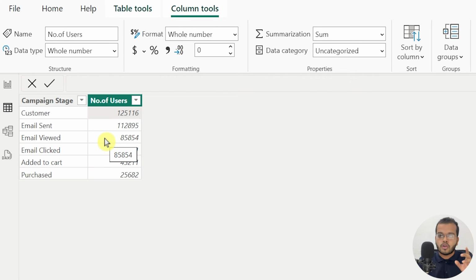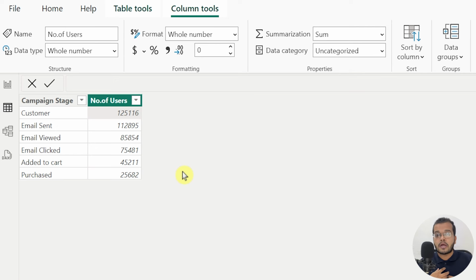Okay, so out of these 85,000 people who have viewed the email, only 75,000 people have clicked on the email, on whichever links we have pasted in it. Now the point is that out of these 75,000 people who have clicked on the email and checked all the products, only 45,000 people have added the products to the cart. So now understand, when only 45,000 people have added a product to the cart, it doesn't mean that all these 45,000 people will purchase the products, right?